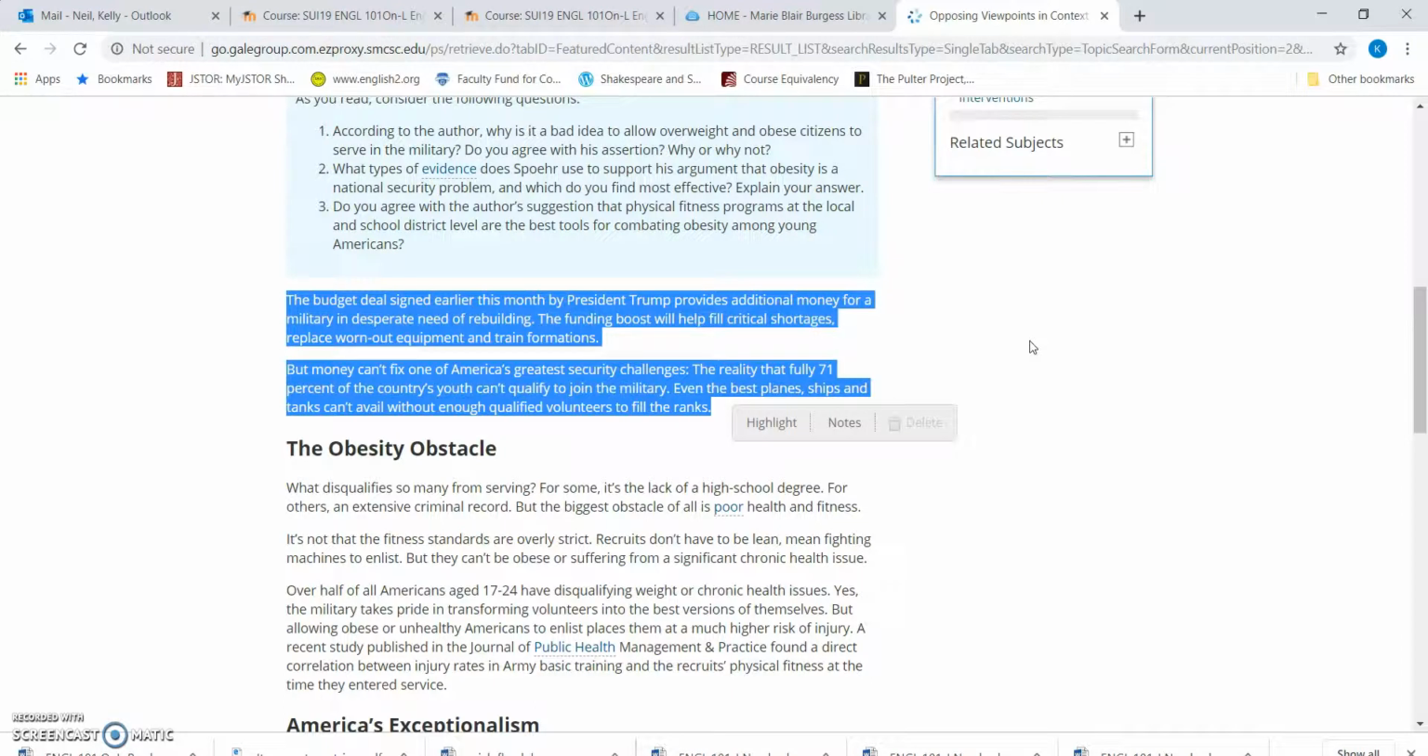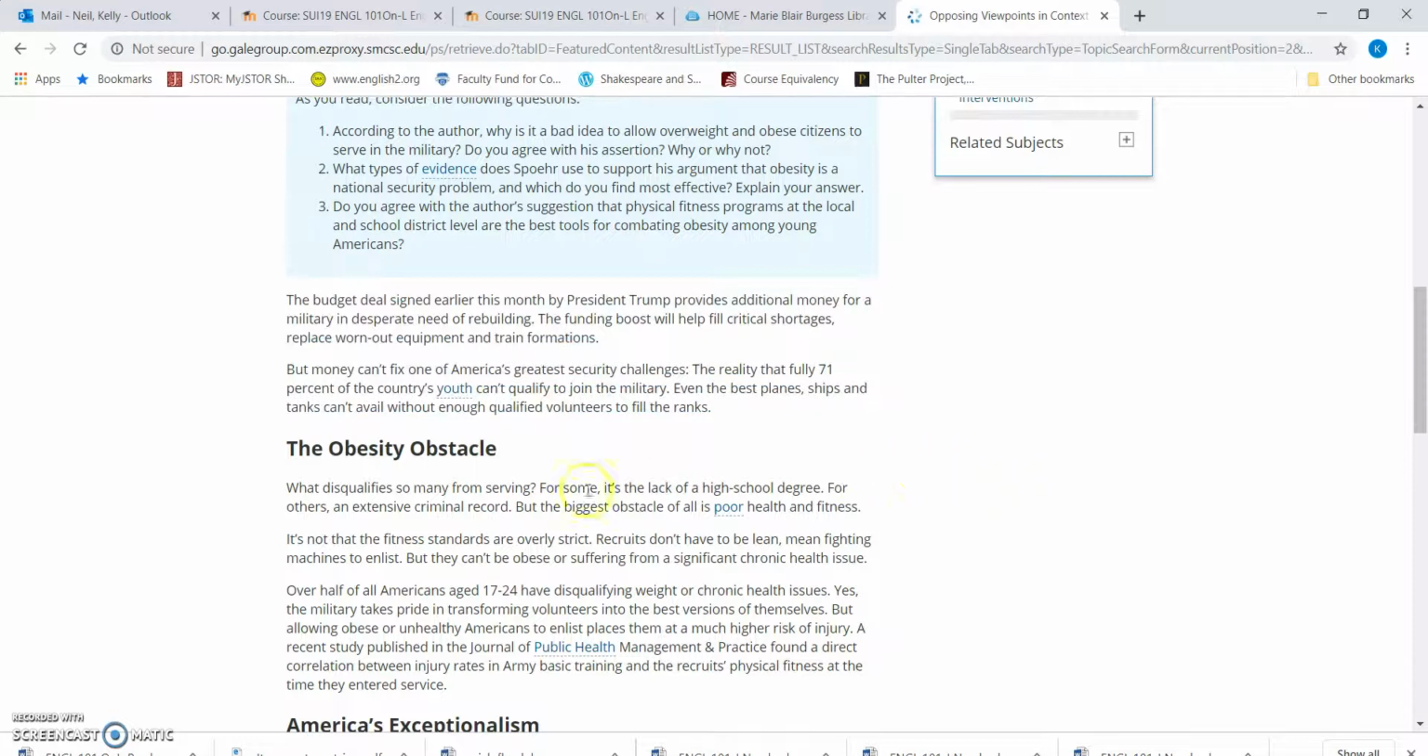Okay, so this tells me that, yes, this paper relates to obesity, but the main point, the main question that this paper is really interested in is why can't 71% of the country's youth qualify to join the military? So the ultimate idea in the mind of this writer is, we have a problem recruiting people to enlist in the military. What can we do about it? So that helps me get a handle of what this article is going to be discussing.